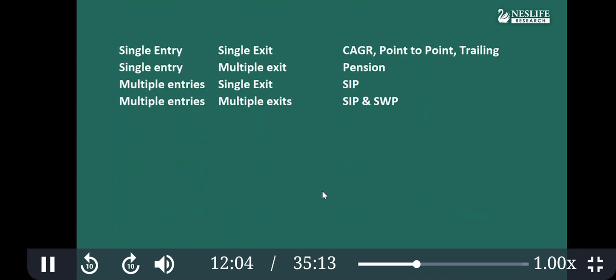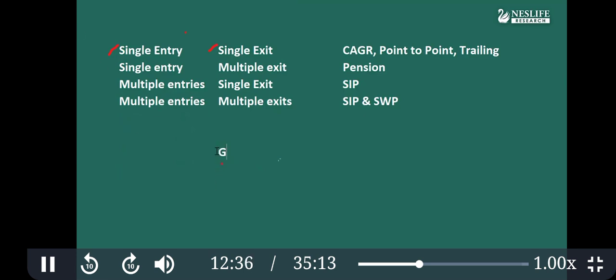Easy to remember. First, single entry, single exit. That means if you buy gold in 2010 and sell in 2025, it is single entry, single exit. It is applicable in real estate, gold, or even shares as well. You have information about A, P, and number of years, and you can calculate retrospectively the return. So please understand, whenever we calculate CAGR, it is retrospective.